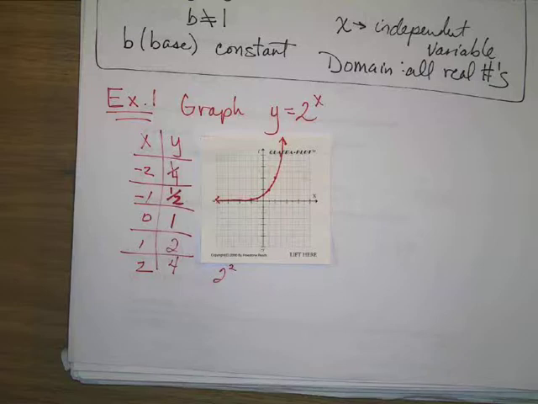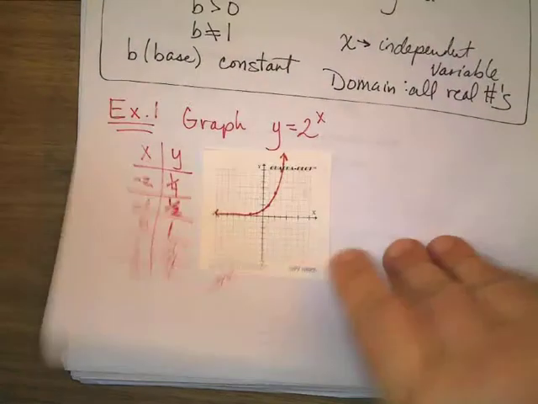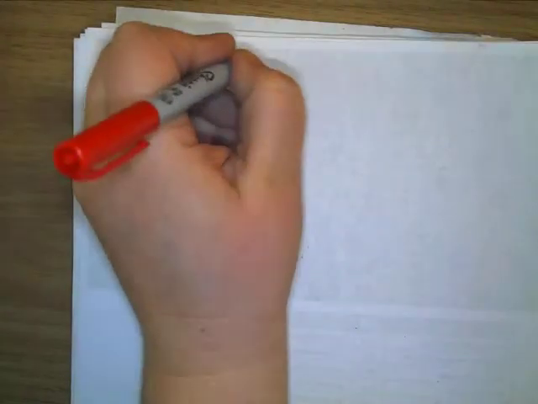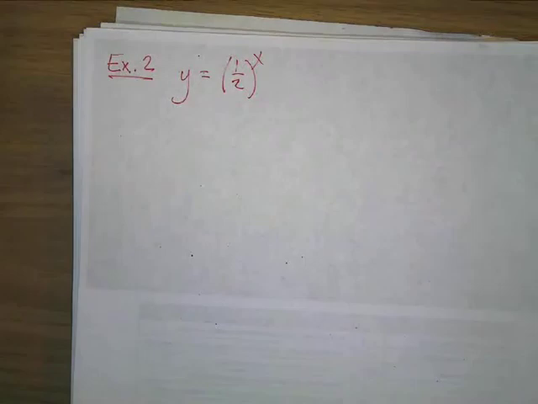What happens if we're smaller than 1? Let's see what happens then. It's craziness. So, example 2. So now we're going to graph this guy: 1/2 to the x. So our base is 1/2. So we're still going to use our t-table.